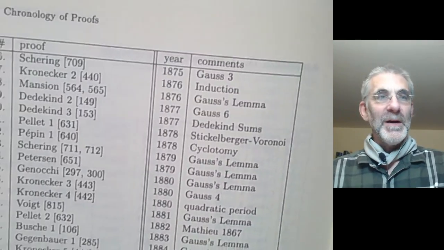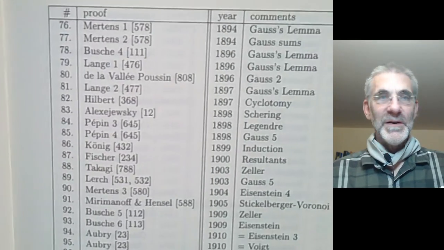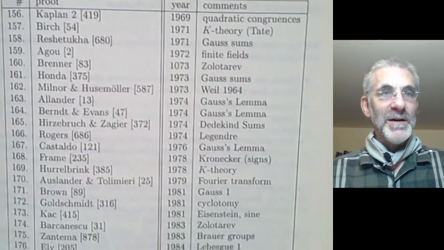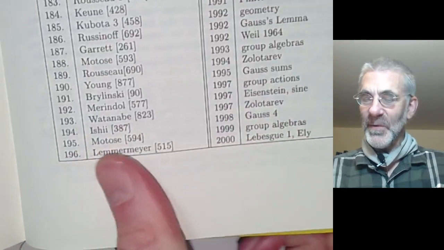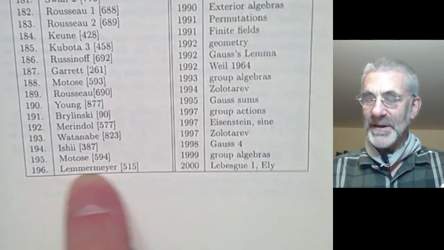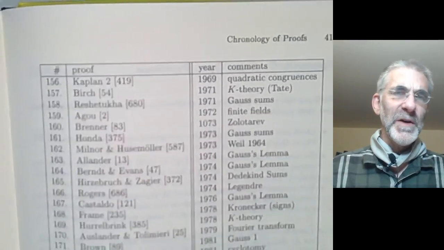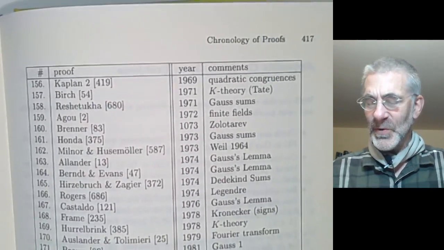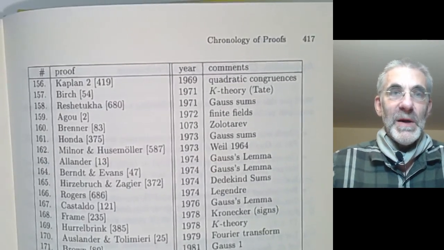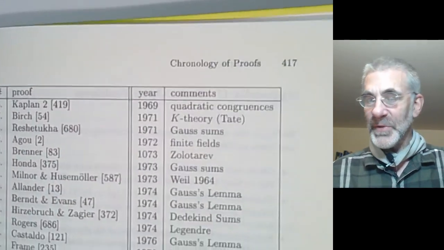The next page has more proofs, and there are more proofs here, and more proofs here, and more proofs here, ending with proof number 196 in the year 2000. So that's pretty much one proof a year. And this is about 20 years ago, so I'd guess there are maybe 220 published proofs by now. So we've got a serious problem about which of these proofs we select.